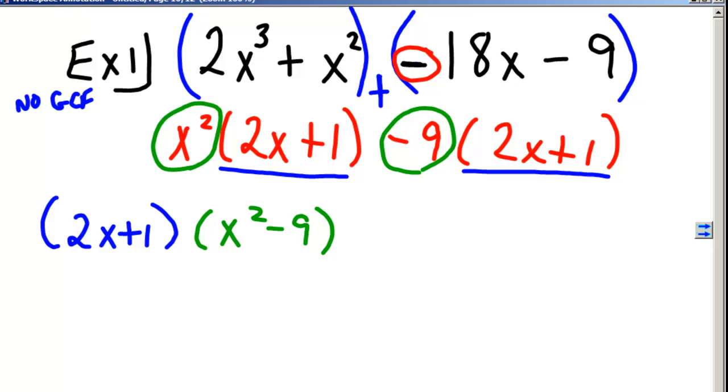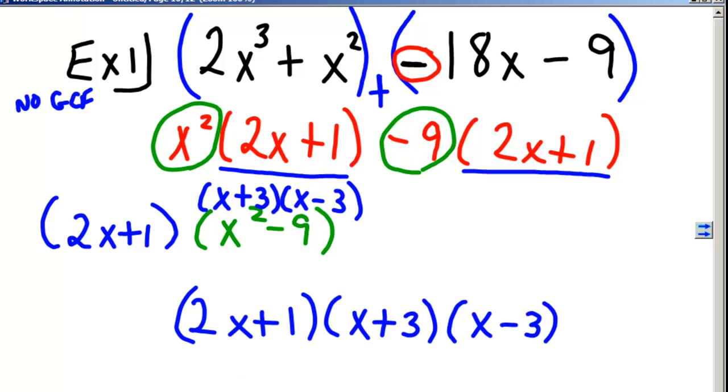We are not finished. We have to check and see if these factors can be factored down any further. 2x plus 1 is already completely factored. But x squared minus 9 can break down into difference of two squares, which is x plus 3 times x minus 3. Rewrite the expression, and this is our answer.